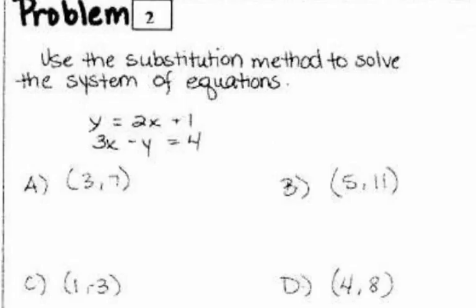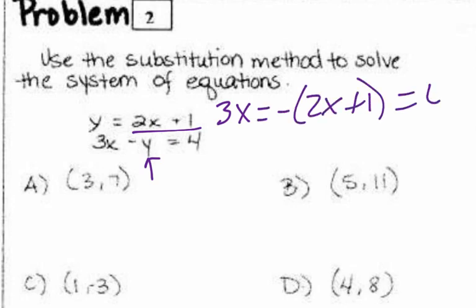Substitution, so we can solve them. So I'm going to take 2x plus 1 and I'm going to put it in for y. So 3x is equal to negative open, 2x plus 1 close equals 4. So 3x is equal to negative 2x minus 2. Oh, wait a second, what's going on here? That should be not an equal and not an equal.